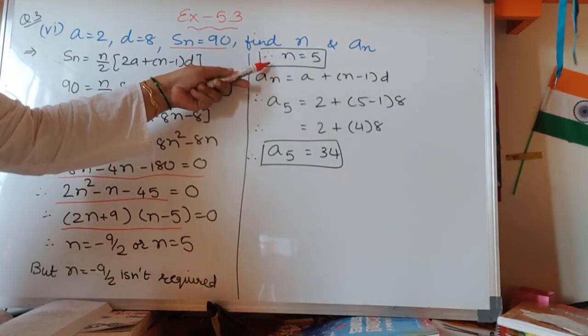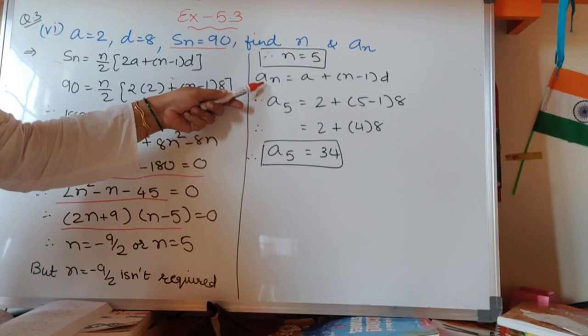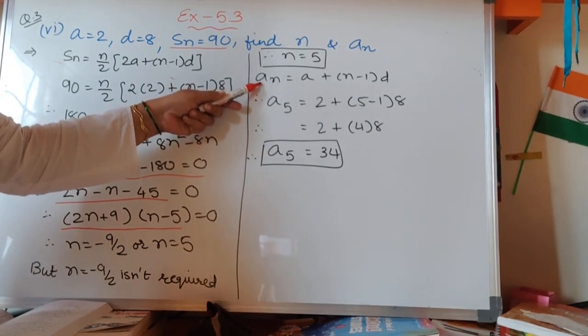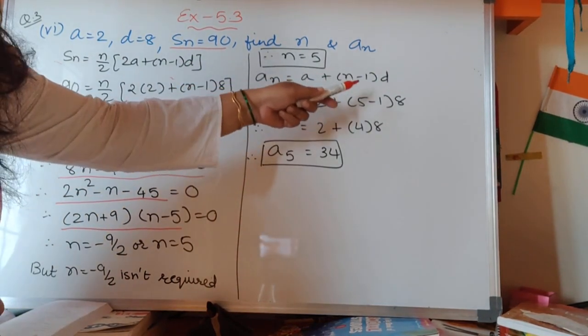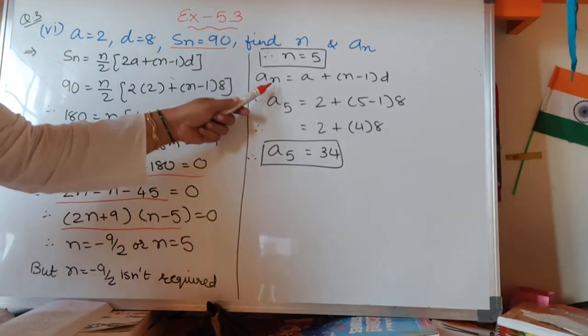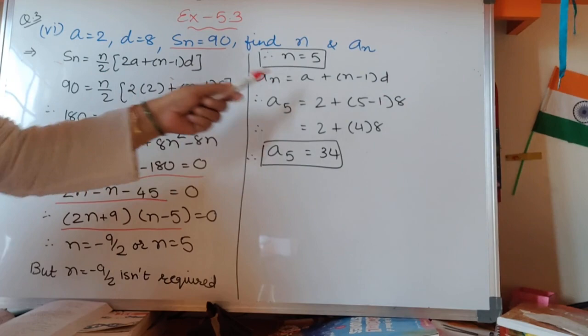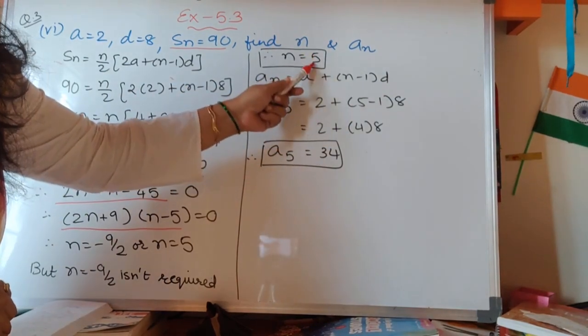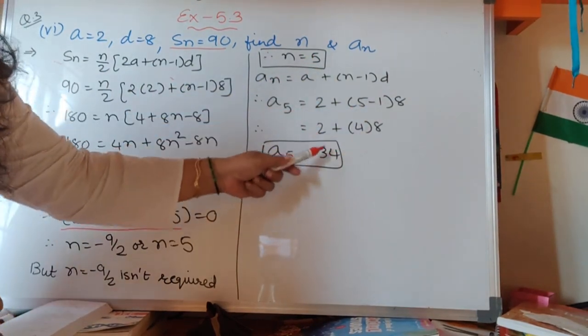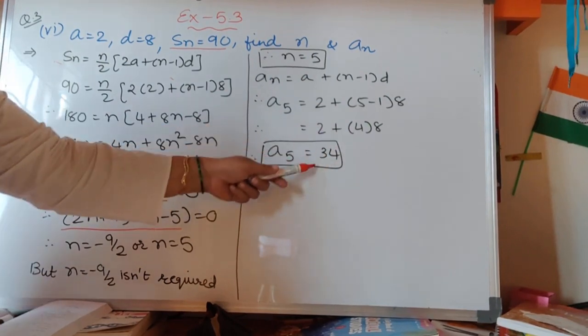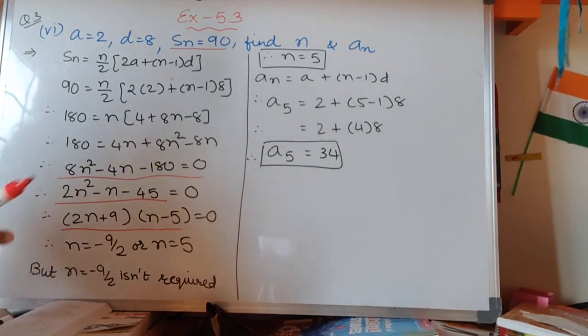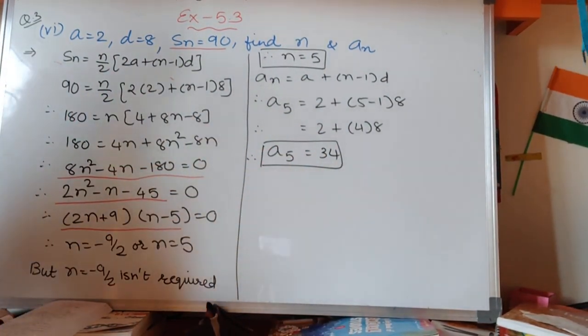Once we get the n value, we can put it in our nth term formula. an is equal to a plus (n minus 1)d, and therefore a5 is equal to a plus 4d. The value a is 2, which is already given, n we already got, it is 5, and d is 8. After substituting the values, we got that a5 is equal to 34.